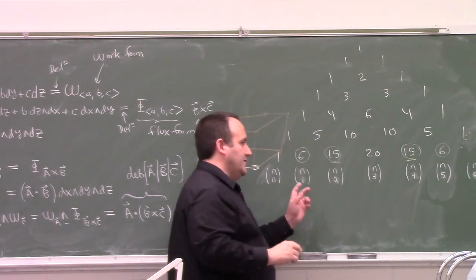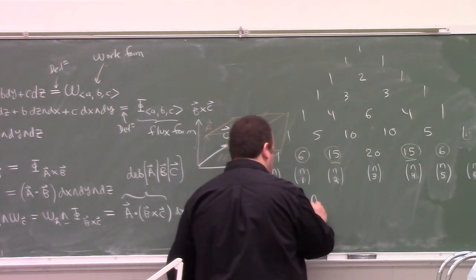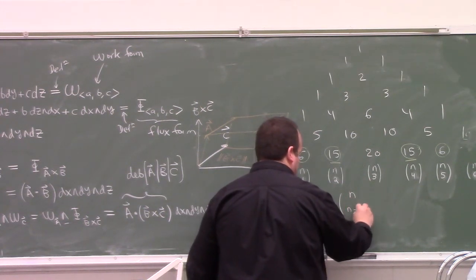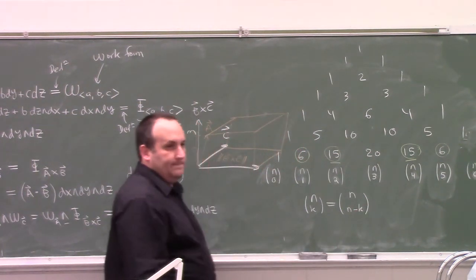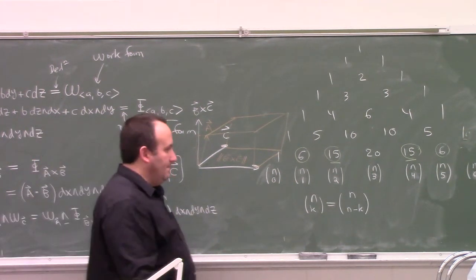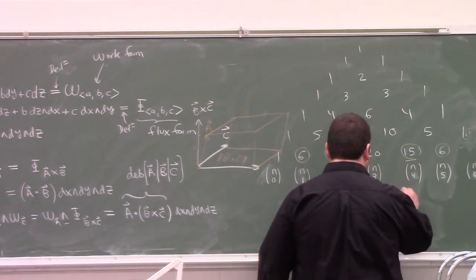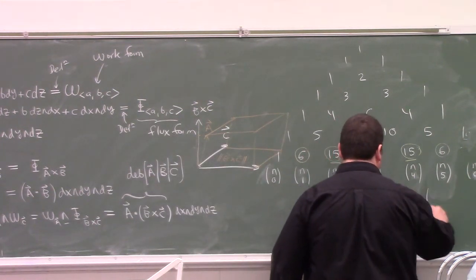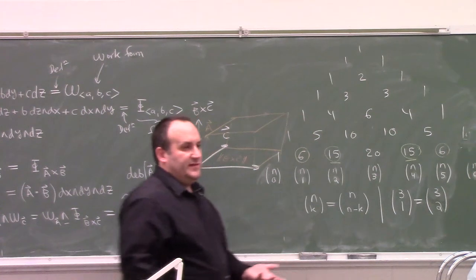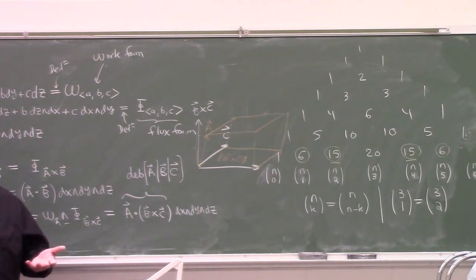So there's something combinatorial that's kind of cool. N choose k is equal to n choose n minus k, right? For example, in 3 dimensions, we have 3 choose 1 equal to 3 choose 3 minus 1, 2. In 3 dimensions, the number of 1 forms and the number of 2 forms is equal.